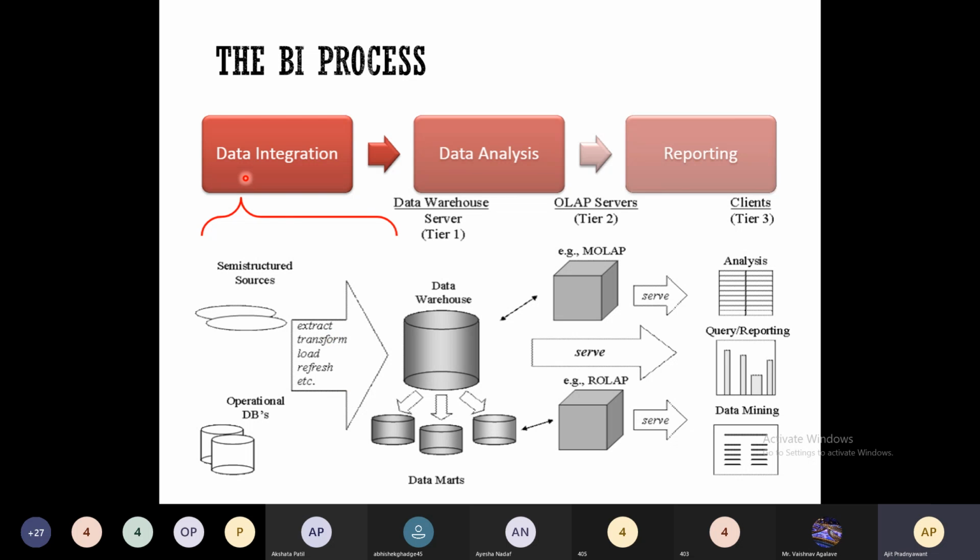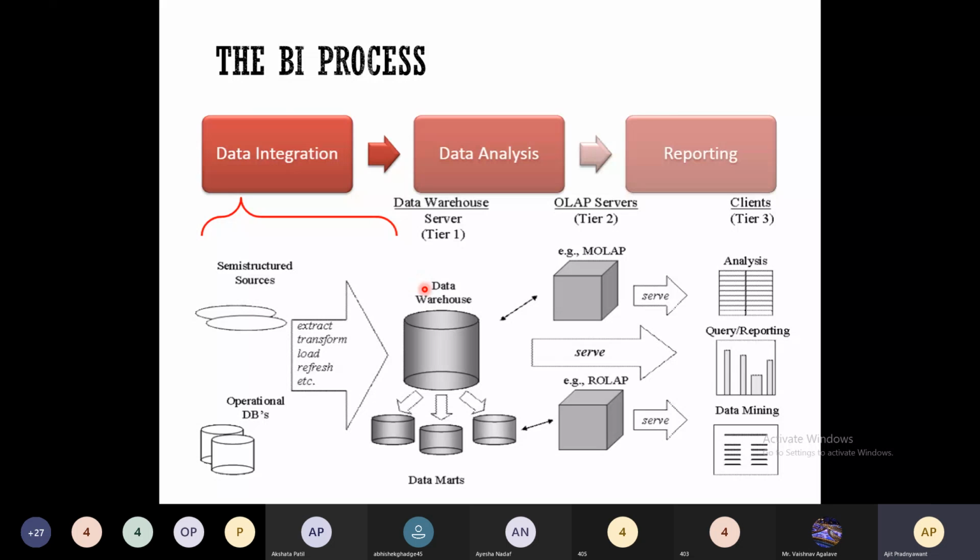So the first step is data integration. In this data integration, we are collecting data from different sources. Our data could be semi-structured data, structured data, or unstructured data, and all this data is present in different sites. There are different operational database systems wherein this data is present, and what you need to do in this data integration step is to collect this data from different sources and keep it in one source, that is the data warehouse.